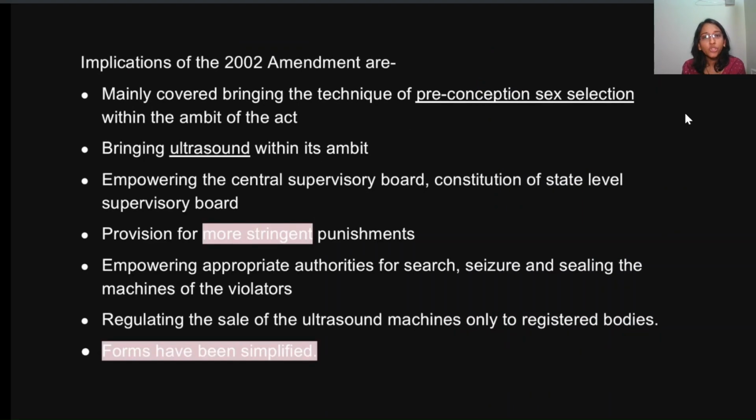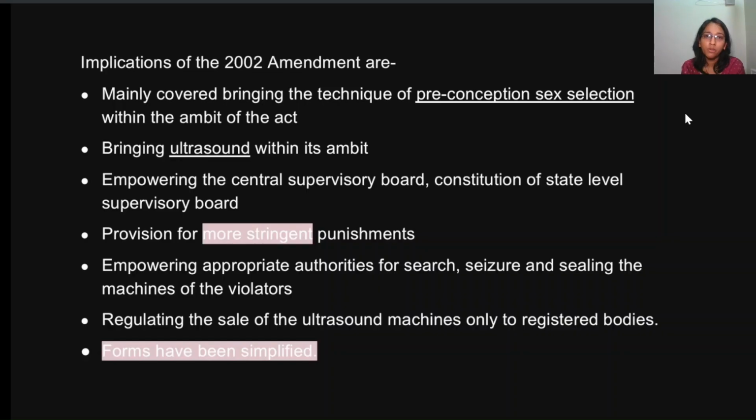What are the implications of the 2002 amendments? So that was a final amendment, and in 2003 only the name was changed, amendments were not done. It mainly covered bringing in the technique of preconception sex selection under the ambit of the act, also bringing the ultrasound within its ambit. Initially just diagnostic tests like genetic tests were brought first, then the 2002 amendment brought the ultrasound within its ambit.